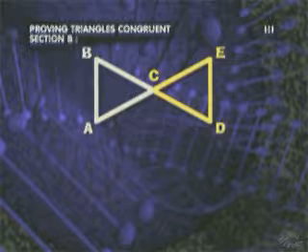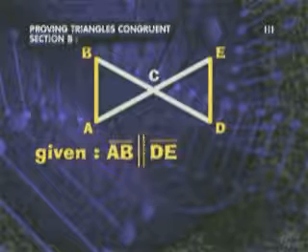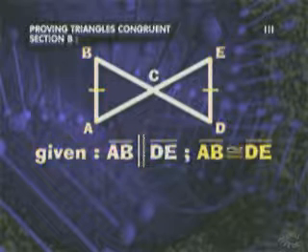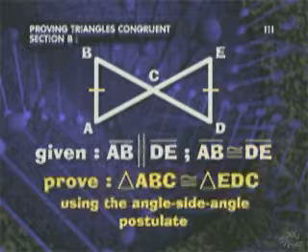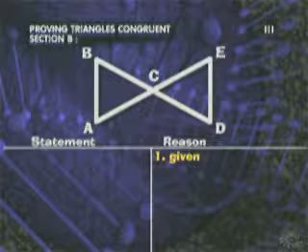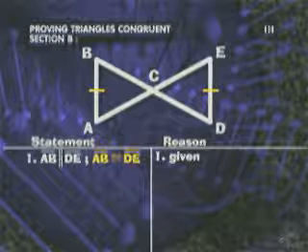Let's prove them congruent. Sound good? Great. Let's state our given information. We're given that AB and DE are parallel to one another and their lengths are congruent. We want to prove the triangles are congruent using the angle-side-angle postulate. Let's get started by stating our given information. Lines AB and DE are parallel, and AB and DE are congruent.